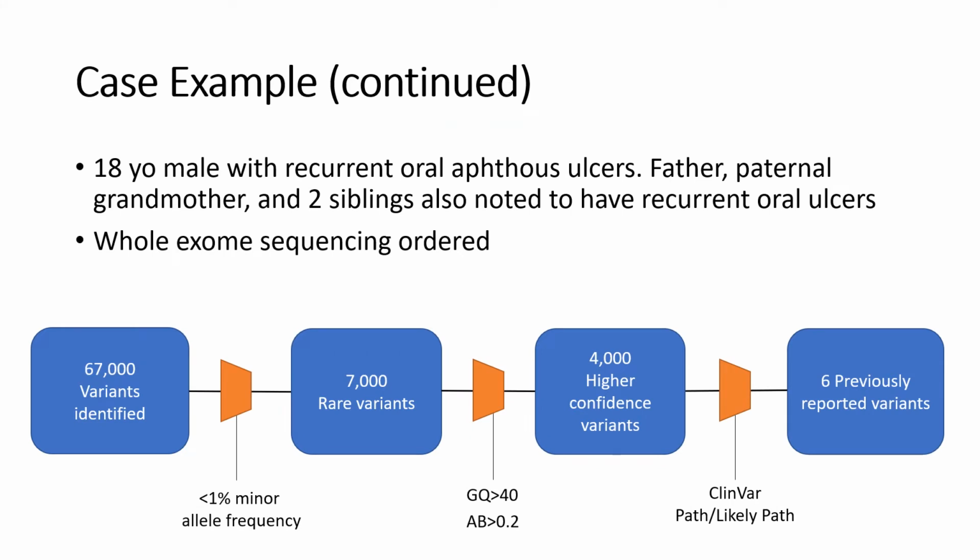So if we were going to go back to our case example and just select one of these approaches, I might apply a filter to look at only these high-quality rare variants that are classified as pathogenic or likely pathogenic in ClinVar. And in this particular case, if we were to do that, we would end up with 6 variants to look at. So now all of a sudden we've gotten to a point where there's a manageable number of variants to manually review.